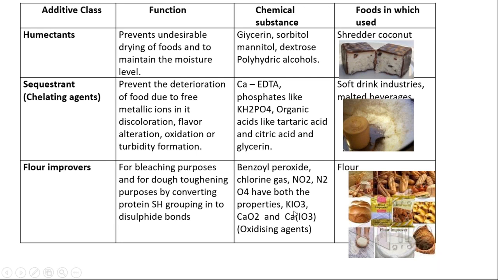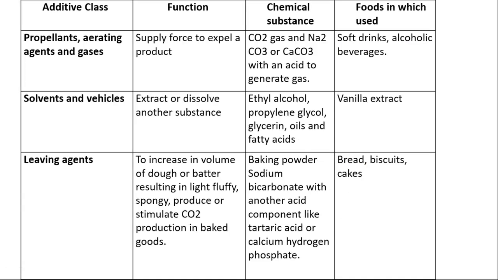Potassium bromate, KBrO3, was allowed as a flour improver, but having come to know about the carcinogenic effect of KBrO3 or potassium bromate, it has now been removed as a flour improver. Then you have propellants and aerating agents and gases such as carbon dioxide, sodium carbonate, and calcium which are allowed.